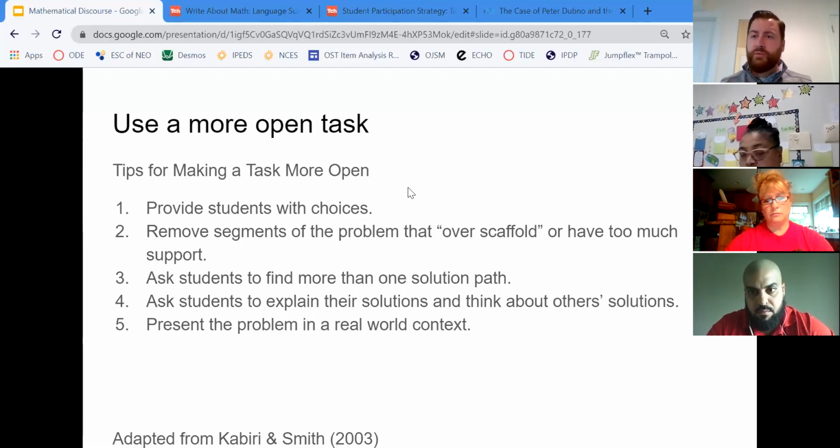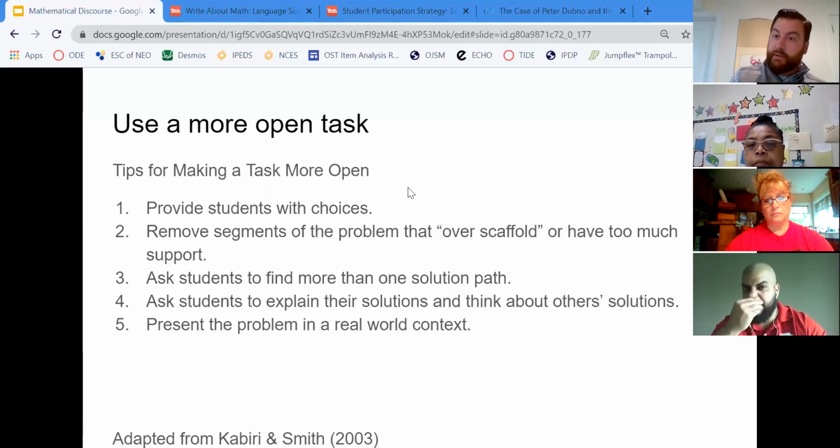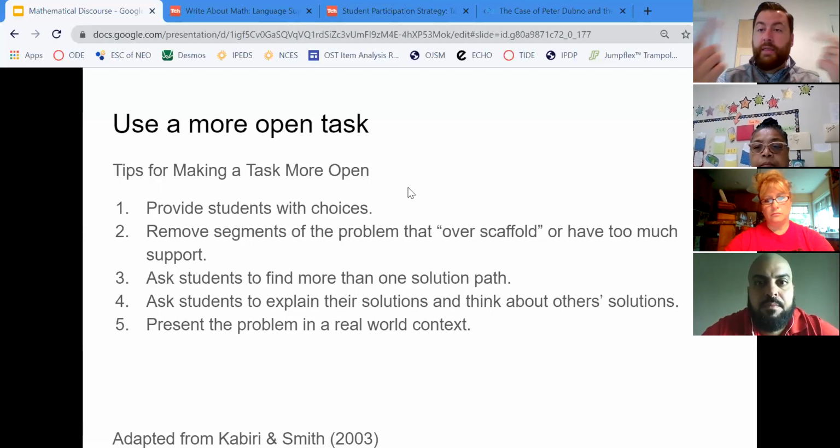And this is a great way for students to interact with one another. Here's a problem, here's how I solved it, here's another problem, here's how I solved it. Explain it to each other, and then we're going to talk about it as a group. So we open tasks that way by identifying multiple solution paths. It's not about just finding the answer. Ask students to explain their solutions and think about other students' solutions. I talked about this a little bit before, right? Revoicing one another. And then present the problem in a real world context, right?